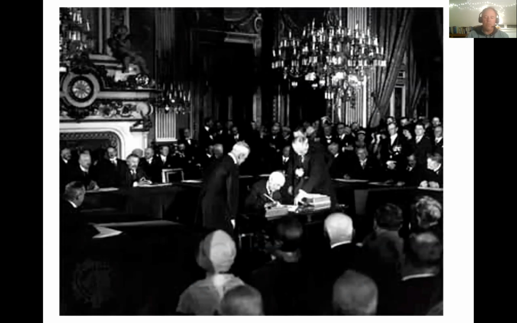most of the nations of the world signed this peace treaty called the Kellogg-Briand Pact. This is a photograph of the signing, which makes war illegal, makes war a crime. Again, this sounds very good in theory. The problem is there's no one to enforce it.